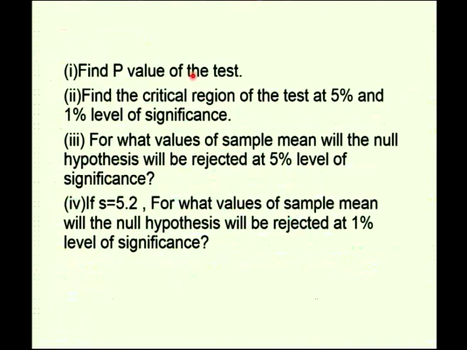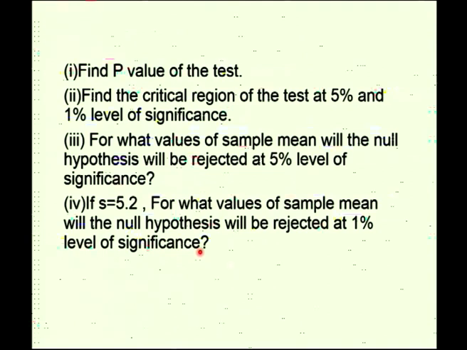Find the p value of the test first of all, and find the critical region of the test. Then at 5% and 1%, for what values of sample mean will the null hypothesis be rejected at 5% level, and if the standard deviation is 5.2, for what values of sample mean will the null hypothesis be rejected at 1% level of significance. Okay, we shall see this.